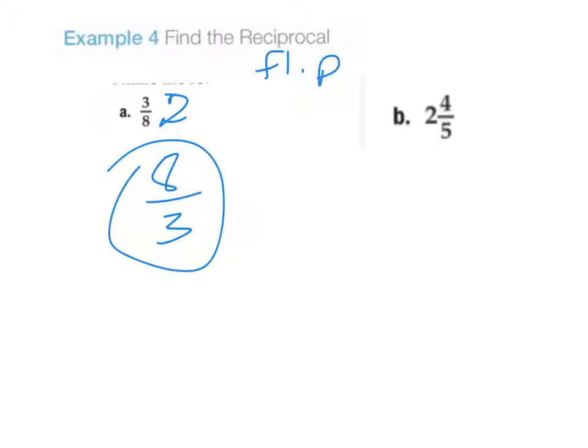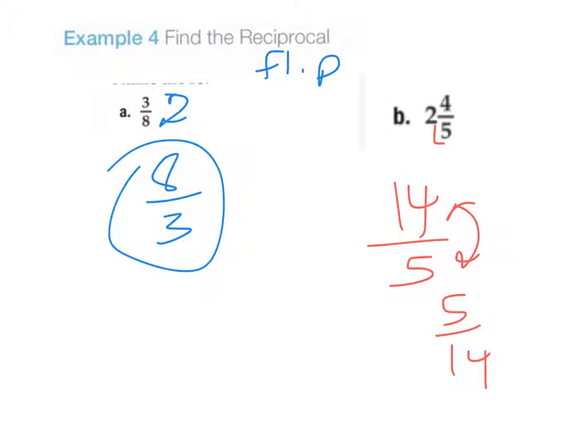Now the problem we run into is that once again with the mixed number, so we're going to make this a fraction. So 5 times 2 and add 4. So 5 times 2 is 10, add 4 is 14 over 5. Now the reciprocal of that is 5 over 14. We just flip it over, and there's the answer.